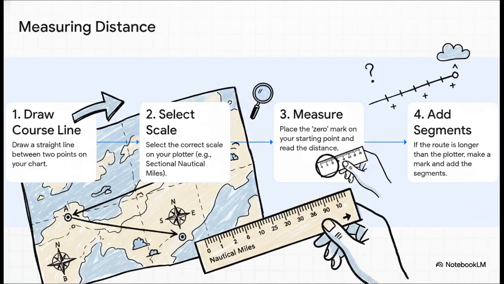And honestly, the process is just as simple as it looks. First, you draw your course line between point A and point B. Then you find the scale in the plotter that matches your chart. Most of the time, that's going to be sectional nautical miles. You stick the 0 mark right on your starting point, and then just read the distance where your destination is. And hey, if your road is longer than the plotter, no big deal. You just make a mark, slide the plotter down, and add the pieces together.